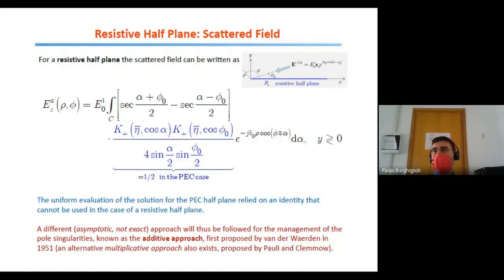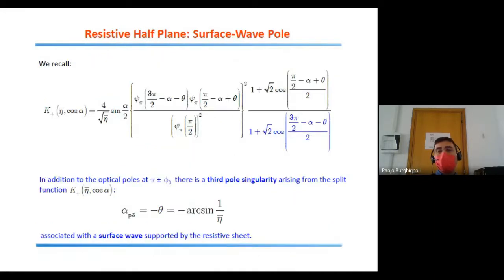It has been shown that these two approaches are actually asymptotically the same, even though they will not give you the same answer to the dominant asymptotic order. However, if you include all the asymptotic orders, the two approaches are the same, so there is no actual difference. And now, the additive approach consists in extracting out the poles and then resumming back.